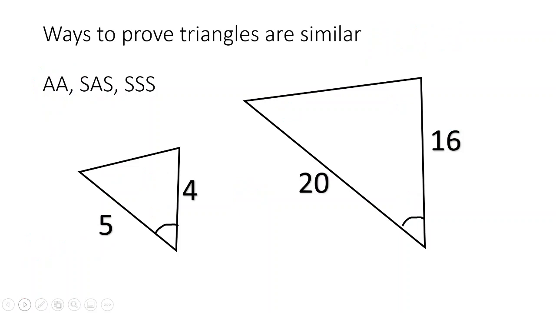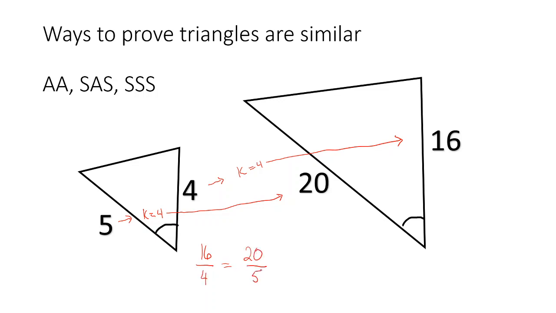Another way to prove that triangles are similar is this diagram here. You can see that if you take 5 and you multiply it by a scale factor, a k factor of 4, 5 times 4 equals 20, and you take 4 and you say 4 times 4 equals 16, that those are proportional. They're similar. We could also say 16 over 4 is equal to 20 over 5. If we cross multiplied, we would get 80 equals 80.